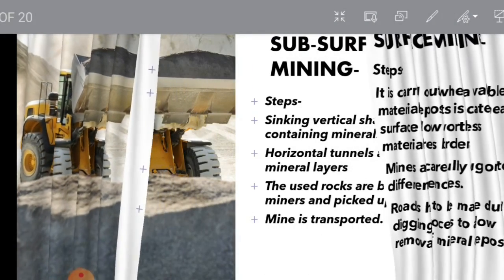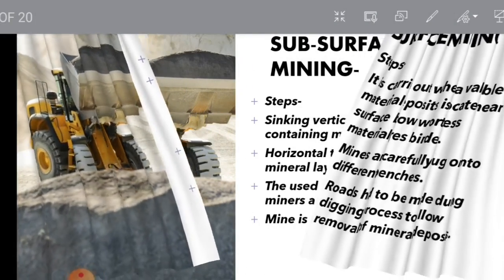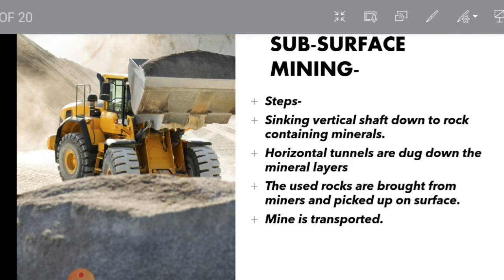Now the second type of mining, that is subsurface mining. In subsurface mining, we need to dig deep under the earth's surface. So here are the steps by which subsurface mining is conducted. A vertical shaft is sunk down to rock containing minerals. Horizontal tunnels are dug down to the mineral layers. The used rock is removed from the miners and put on the surface, and the last step is that the mineral is transported.